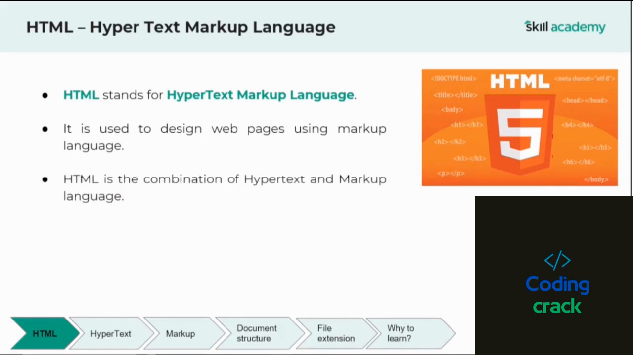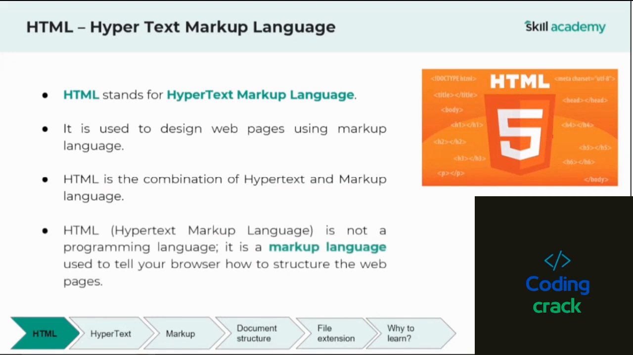HTML is the combination of hypertext and markup language. Hypertext and markup together form this word HTML. Later in this video we are going to understand what is hypertext and what is markup, because it is important to understand them. As of now you need to understand that HTML is the combination of hypertext and markup language, and it is used to design web pages using markup language.